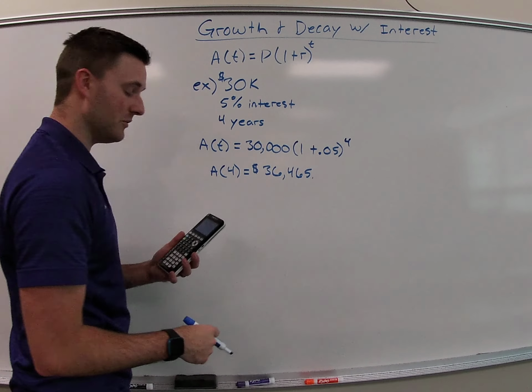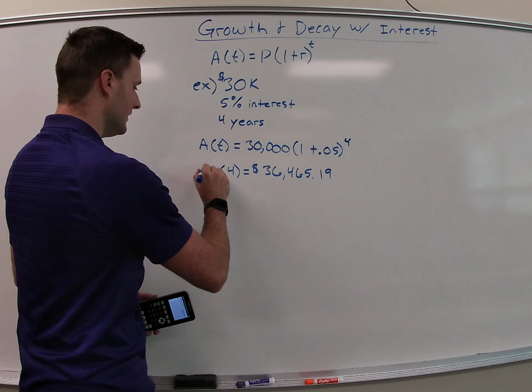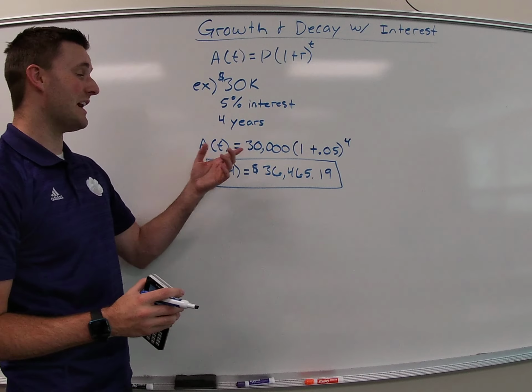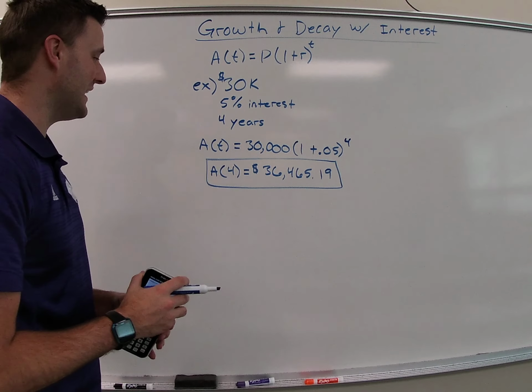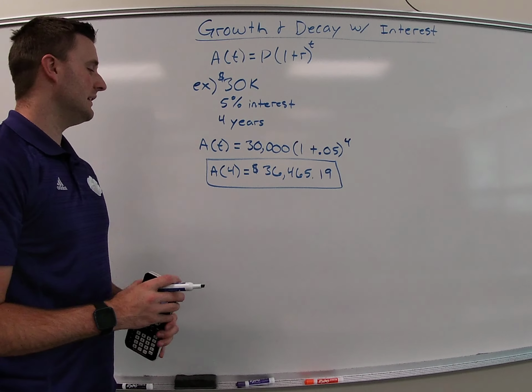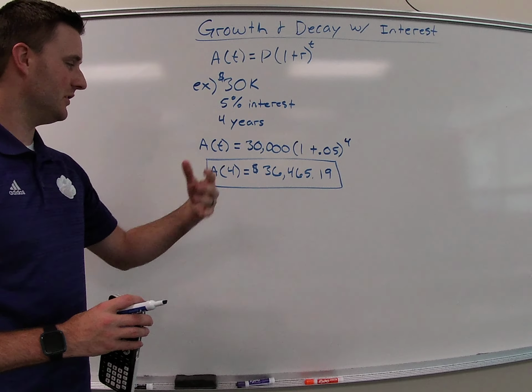$36,465, and because we're talking about money, we'll do 2 decimal places, and 19 cents. And so you would say, you know what, for 4 years, just turns out that I have $30,000 lying around, and I don't need it for 4 years. So yeah, I'll let you borrow it, and I'm going to make $6,000 off of you borrowing it.